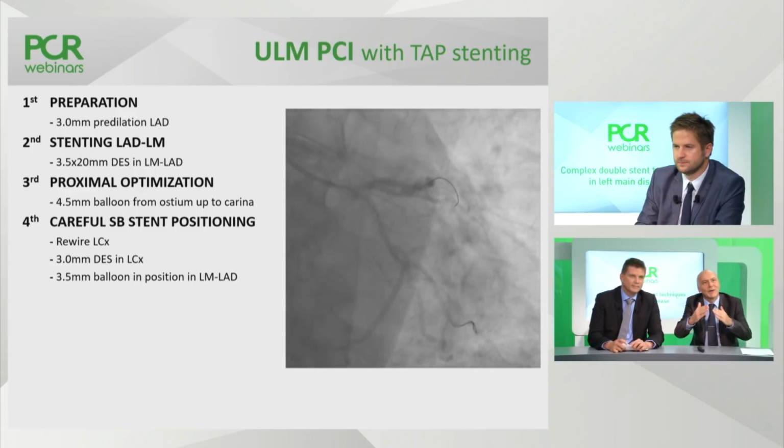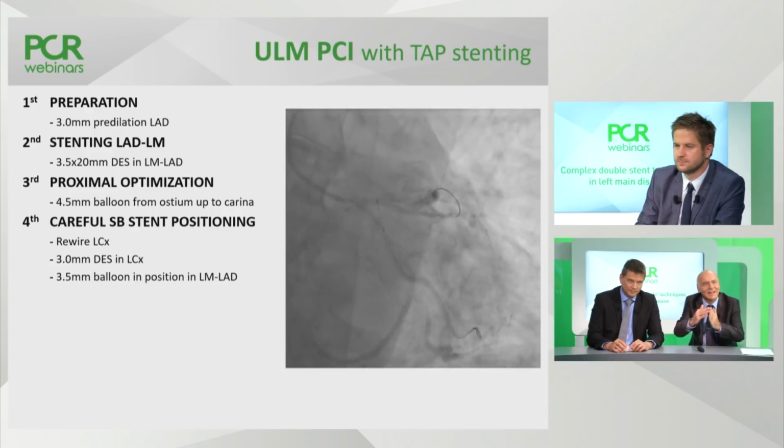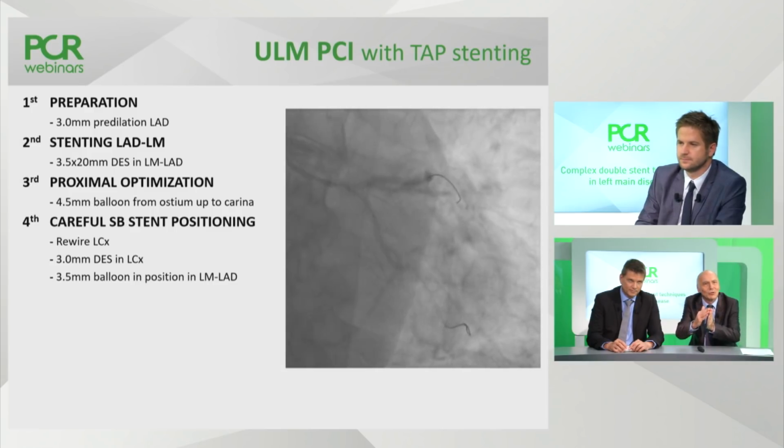So if your angle is like that, you will pretty much be doing T-stenting, provisional T-stenting. If the angle is getting like that, then of course the protrusion of the stent will be bigger if you really want to cover the ostium, and the neocarina will be longer.